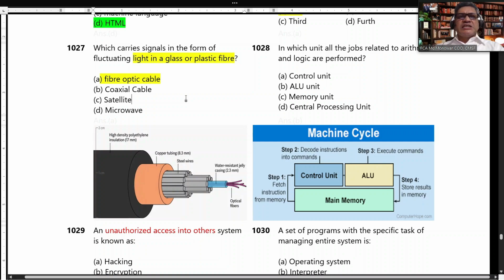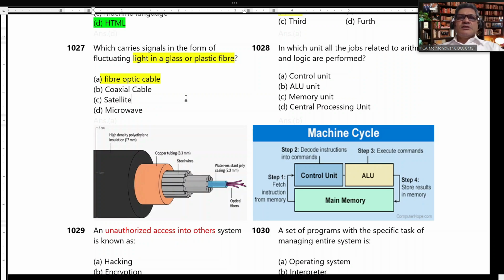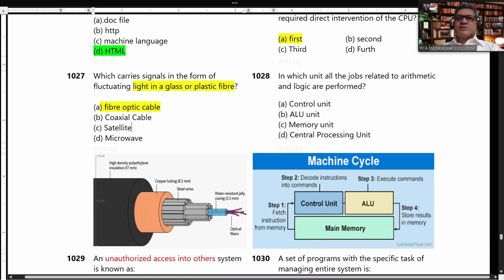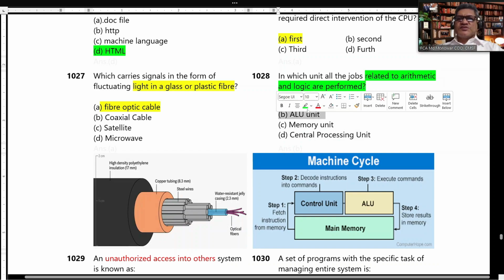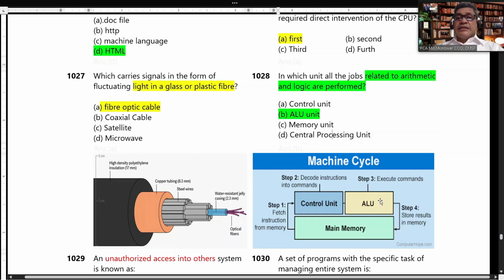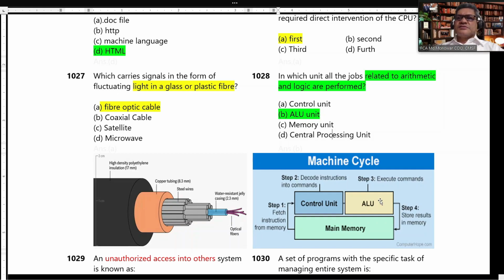So fiber optic cable carries signals in the form of fluctuating light in a glass or plastic fiber. Answer A, fiber optic cable. So this is the fiber optic cable. In which unit are all the jobs related to arithmetic and logic performed? The ALU, arithmetic and logic unit. So this is the ALU within the computer. In the ALU, all the jobs related to arithmetic and logic are performed.